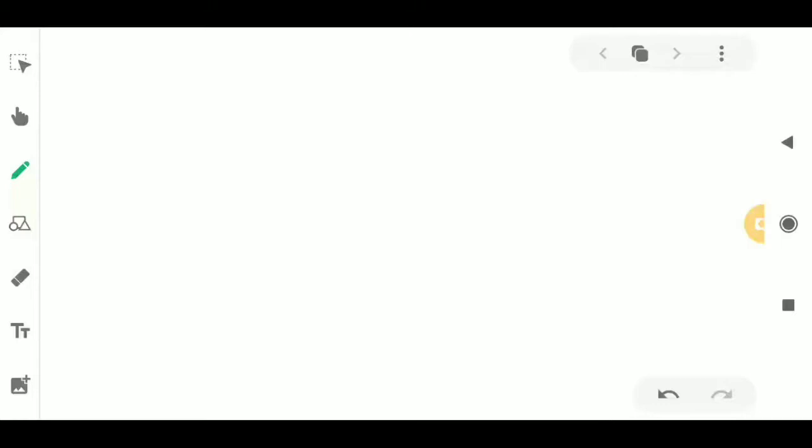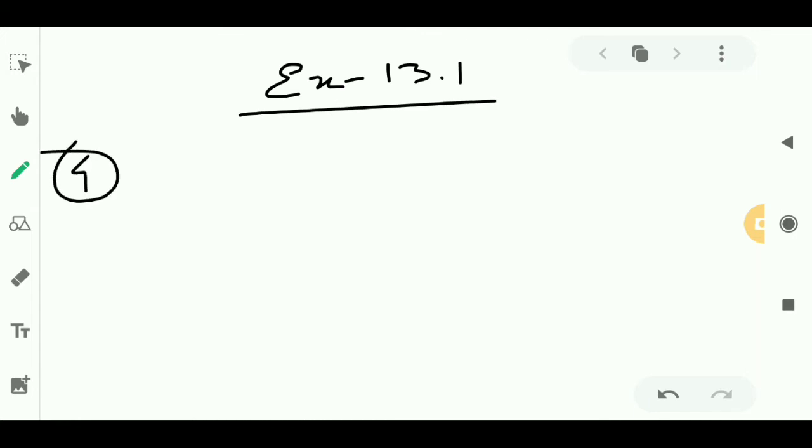Hello students, today we are going to do exercise 13.1 question number 4. In question number 4 it is given: a cubical block of side 7 centimeter is surmounted by a hemisphere. What is the greatest diameter the hemisphere can have, and find the surface area of the solid.